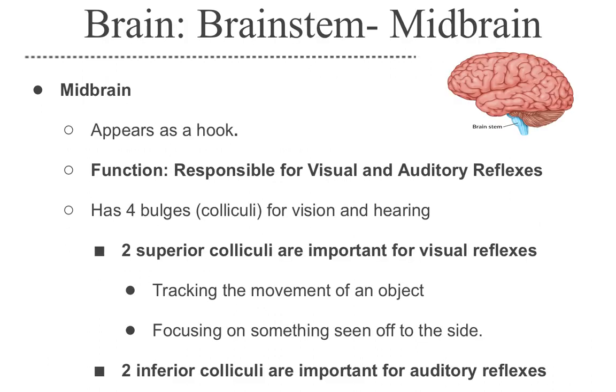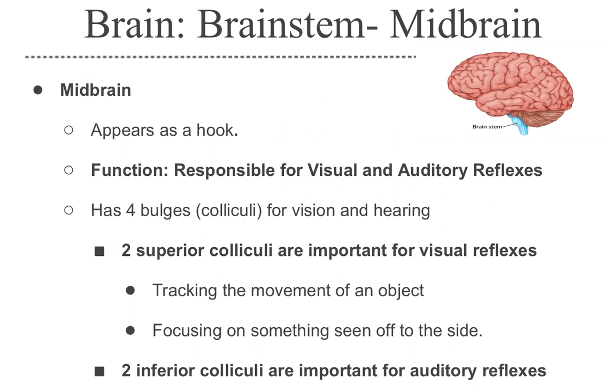So the midbrain appears and looks like a hook, and its primary functions are responsible for visual and auditory reflexes. On the brainstem, we have 4 bulges called the colliculi, and these are going to be what sends the messages for auditory and vision outside of the body. So the 2 superior colliculi are important for visual reflexes, so tracking movement, focusing on something that you see off to the side, peripheral vision, etc.